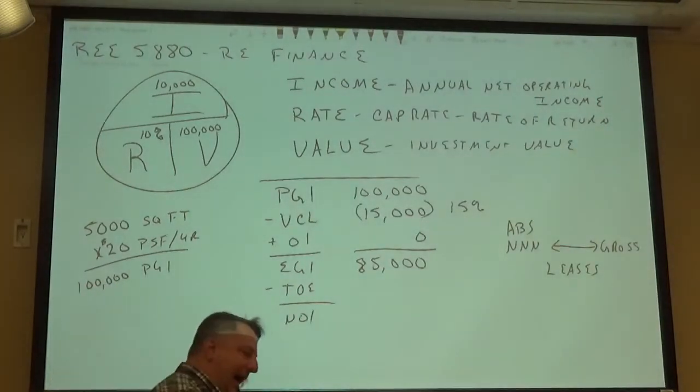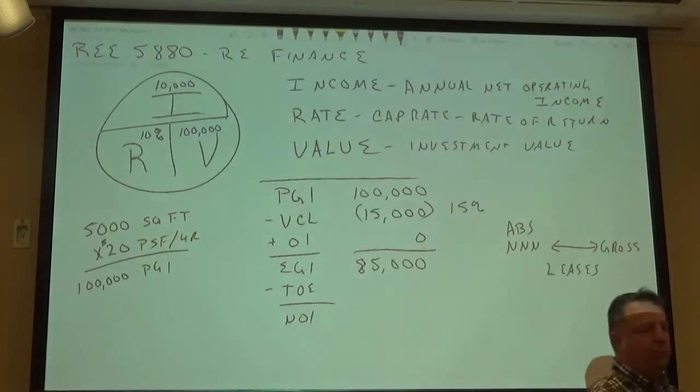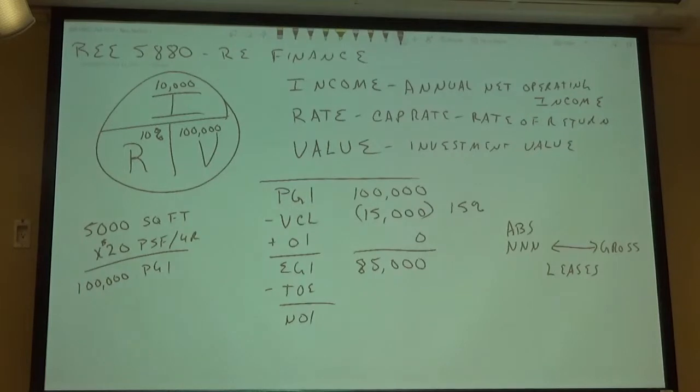The idea behind the absolute triple net is this is where you have an investor that simply wants to collect a check every month. They don't want to ever be bothered with anything, ever. They're never going to get a phone call from the tenant. You send a check to a lockbox, they pick it up, they cash it, that's it. Does that make sense? Okay, on the other end of the extreme are gross leases.